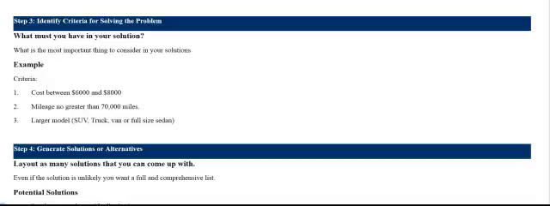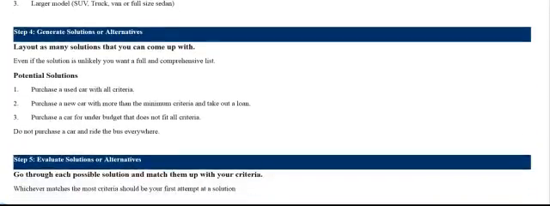And that's step 3. Step 4, you generate solutions or alternatives. So you lay out as many solutions as you can come up with. Even if a solution is really kind of unlikely, you really should lay them all out. You can delete them later, but lay them all out. Get yourself a nice, full, and comprehensive list.